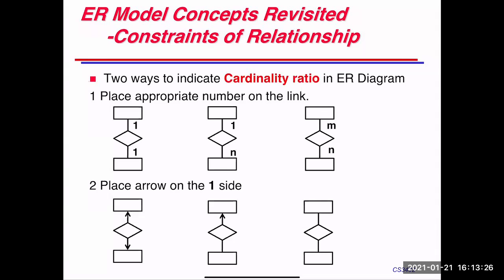So one is the way that we already saw last time and also in the tutorial, namely you just write the appropriate number on the link. So a one-to-one relationship, I would just write the one here and the one here, and similarly for one-to-n and m-to-n. But you could also use this notation, which is also commonly in use, where you just place an arrow on the one side of the relationship. Meaning if it's a one-to-one relationship, then you have arrows on both sides, and of course, if it's a many-to-many relationship, then you don't have any arrows at all.